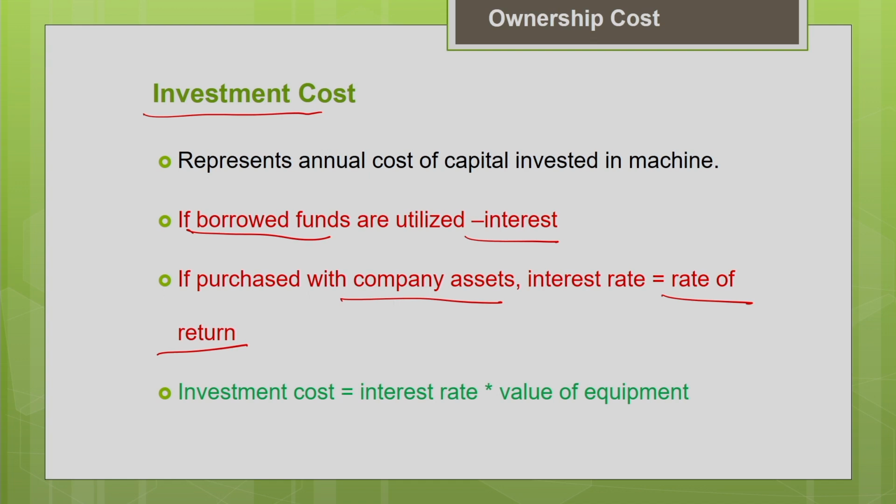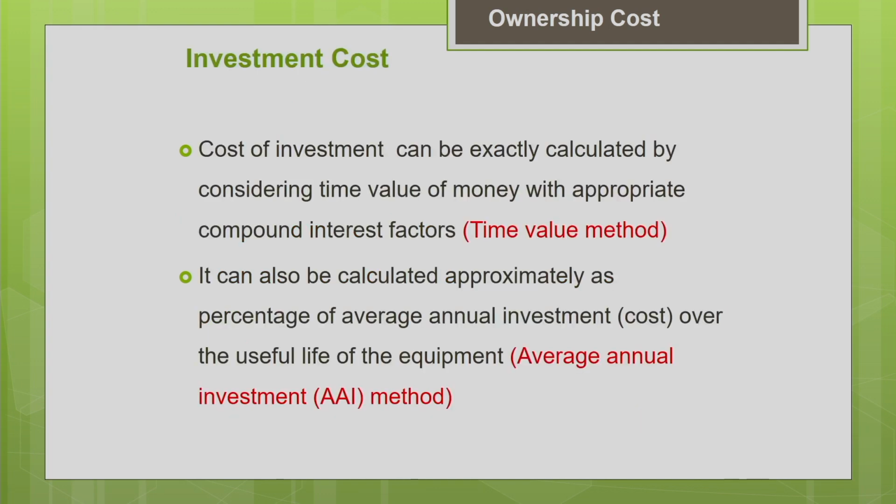In one case the interest is the interest for the loan you are paying, in the other case the interest rate is the rate of return you might have achieved by investing the money in something else instead of buying the equipment. So basically investment cost is nothing but your interest rate multiplied by the value of your equipment. So the cost of investment can be calculated by 2 different methods. As I told you earlier, one is the time value method, the other one is the average annual investment method.